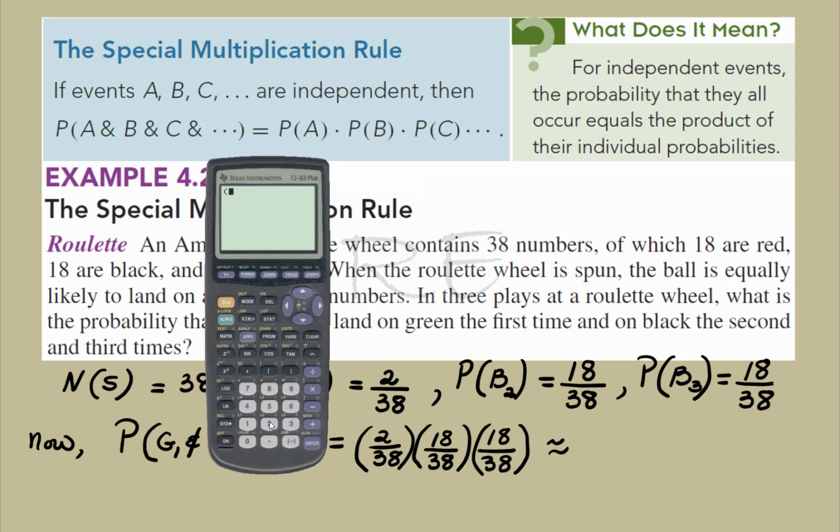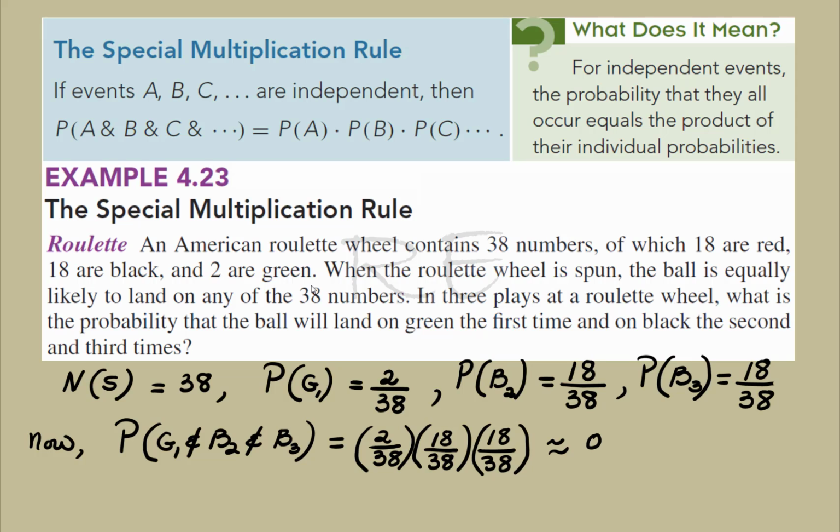Quickly with the calculator, 2 over 38 multiplied by 18 over 38 times 18 over 38. And the answer is 0.11809. When we round it, it's going to be 1.18%.